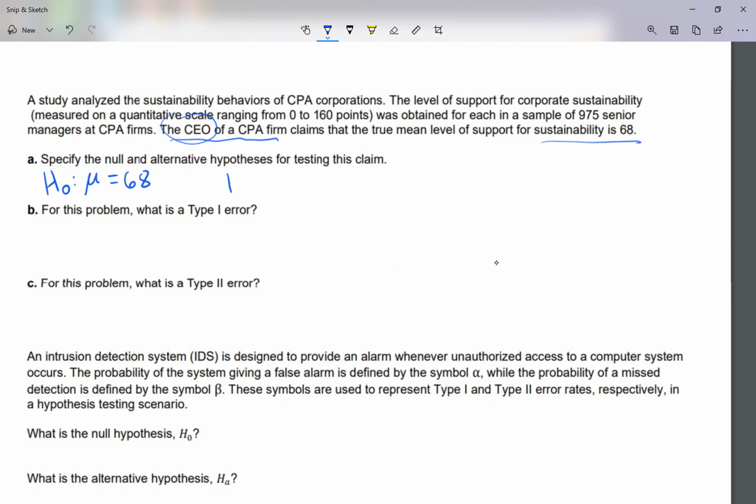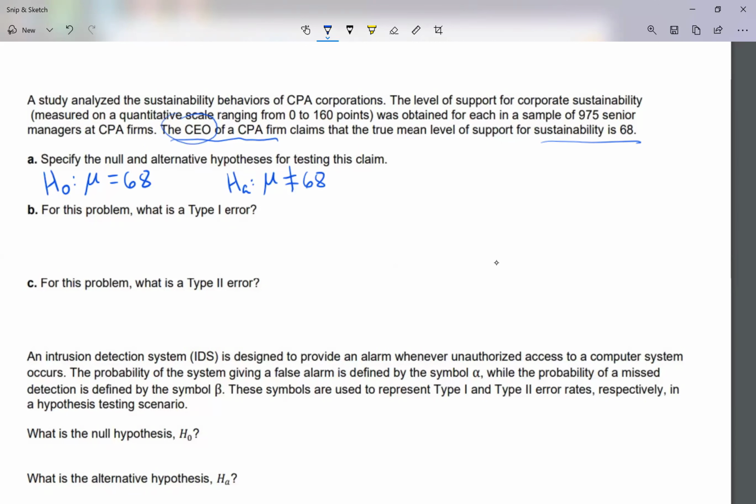Well, here I'm not looking whether it's less than 68 or it's more than 68, right? I don't see anything as it exceeds, it's less than or more than. I'm just checking if the null hypothesis is true. So the alternative means that the null hypothesis is not true. So in this case, my mu is not equal to 68. See how I did that, not equal to?